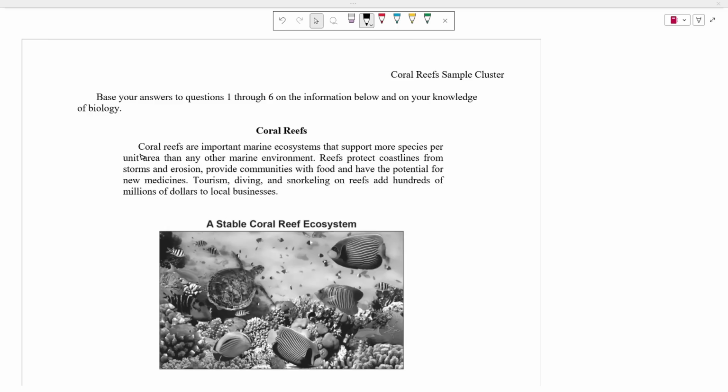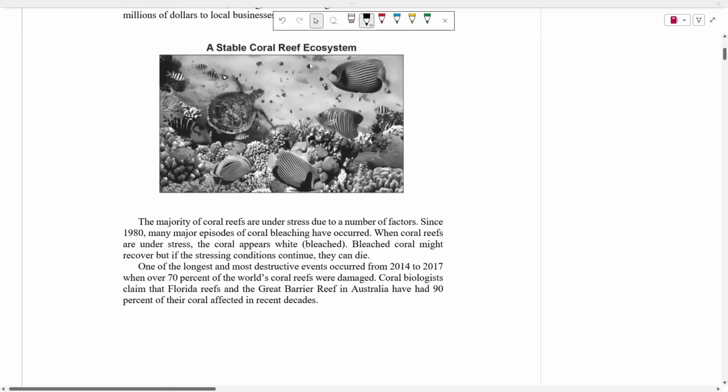So here we see that coral reefs are an important marine ecosystem that support more species per unit area than any other marine environment. Reefs protect coastlines from storm and erosion. They provide communities with food, and they have the potential for new medicines. Tourism, diving and snorkeling on reefs adds hundreds of millions of dollars to local businesses. Here we have a photo of a stable coral reef ecosystem, and now we learn that the majority of coral reefs are under stress due to a number of factors. Since 1980, many major episodes of coral bleaching have occurred. When coral reefs are under stress, the coral appears white or bleached. Bleached coral might recover, but if stressing conditions continue, they can die.